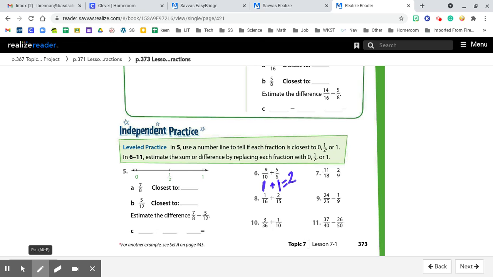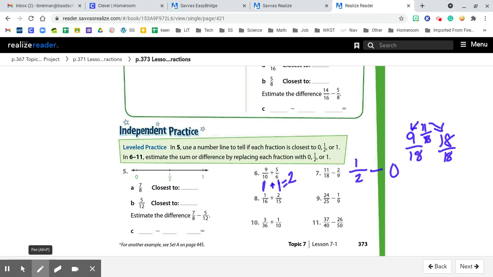And for number 7, 11/18. Think of your benchmarks. What's a half when you're talking about eighteenths? 9/18. I would say 11/18 is closer to a half, because a whole would be 18/18. Is it closer to 9/18 or 18/18? It's closer to 9/18. So we're going to say it's 1/2 minus 2/9, and 2/9 is close to 0.